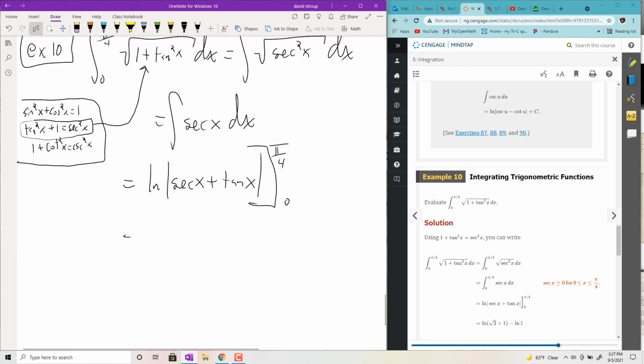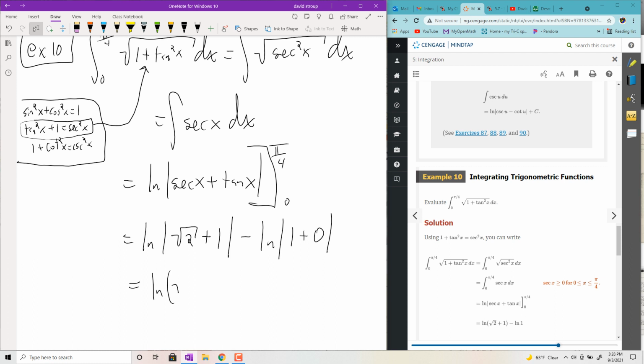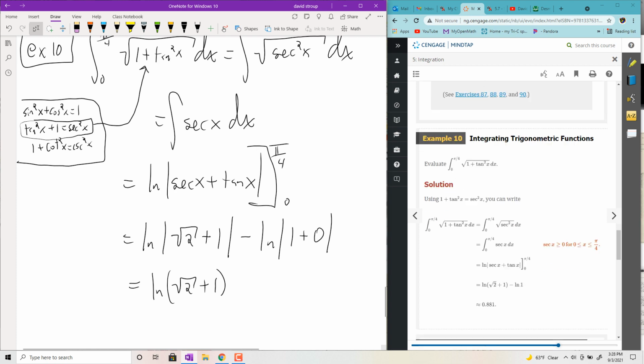So that would equal ln of the absolute value of secant of pi over 4, which is root 2, plus tan of pi over 4, which is 1, minus ln of the absolute value of 1 plus 0. Ln of 1 plus 0 is just 0. Ln of 1 is 0. So you're just getting ln of, and you don't need the absolute values because root 2 plus 1 is positive, ln of root 2 plus 1.